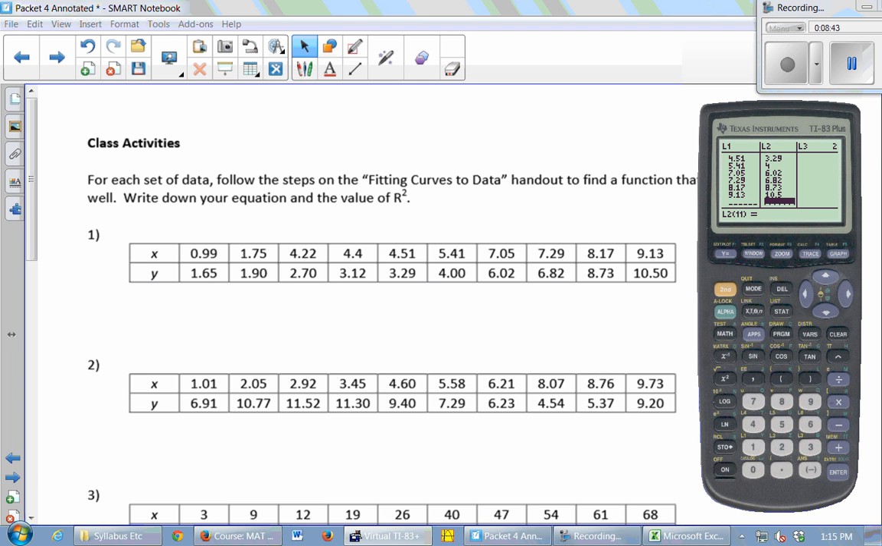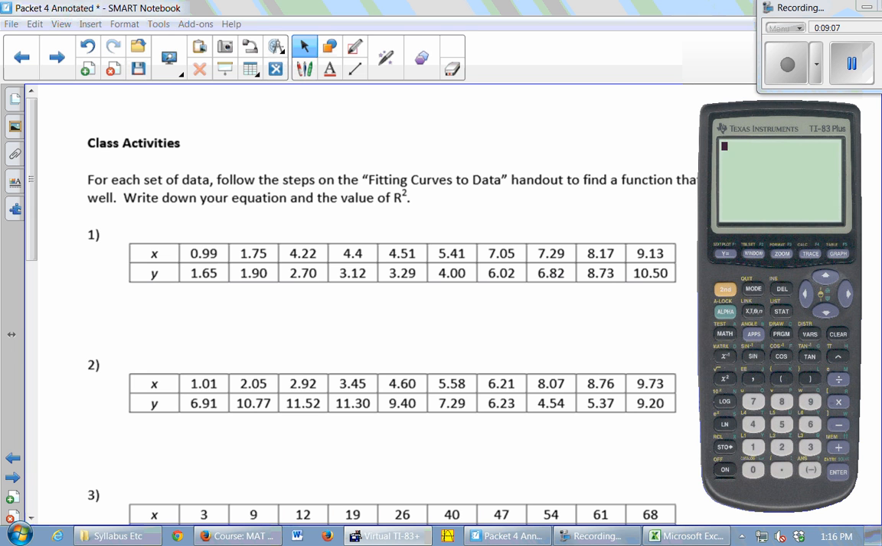Okay, so I'm just going to quit out of the screen, go back to the home screen. You hit second quit. So quit is written in yellow right above mode next to the second button. So we're back in the home screen. The next thing I want to do is look at a scatter plot because I have to decide what kind of model is going to model that data well. So I want to look at a picture of it.